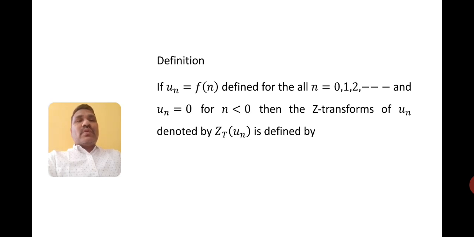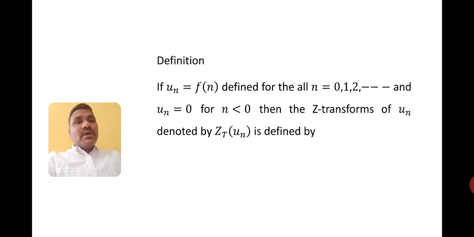What it means is, if negative values occur, that will be taken as 0. Then this is the condition. It is defined for positive integers. When you take a negative integer, it will be 0, for the function you are selecting.